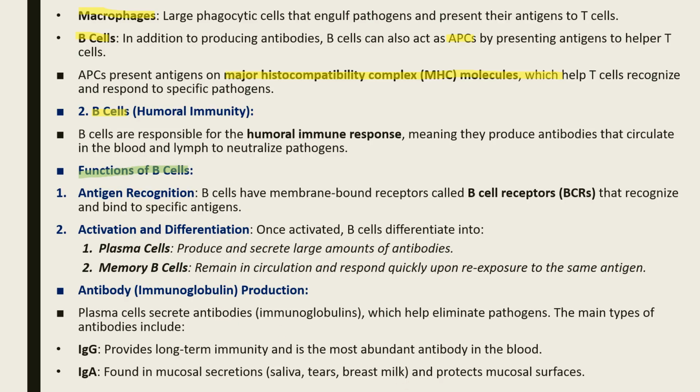Function of B cells: antigen recognition. They recognize the antigen, and then activation and differentiation. Once activated, B cells differentiate into plasma cells and memory B cells. Plasma cells produce and secrete large amounts of antibodies, while memory B cells remain in circulation and respond quickly upon re-exposure to the same antigen.